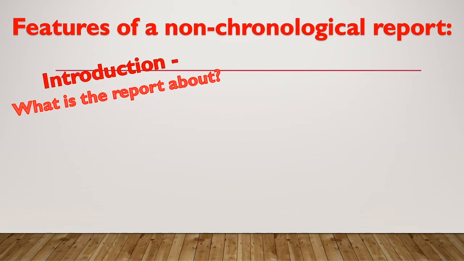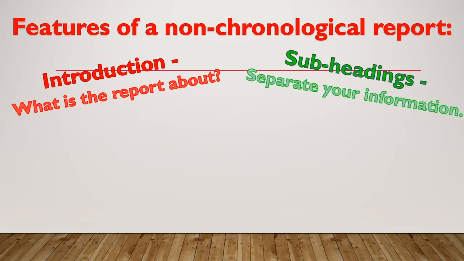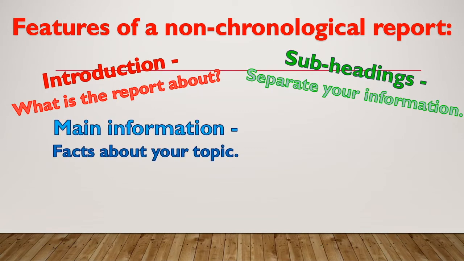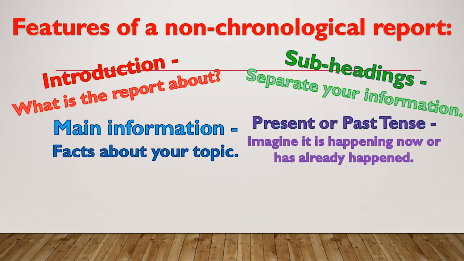So let's just recap those features. Our introduction, what is the report about? Subheadings, titles which separate our information. Our main information are facts about the topic, which we'll have found in our research. It's written in the present or past tense. Imagine it's happening now or it's already happened. If you're writing about something that still exists today, it will be in present tense. If you're writing about something like, say, the Vikings, then it will be past tense, as their events happened in the past.